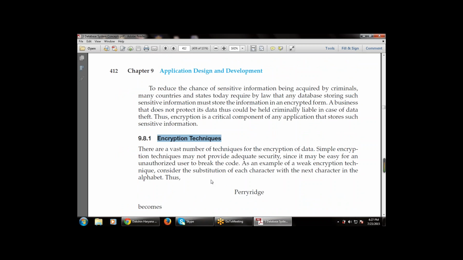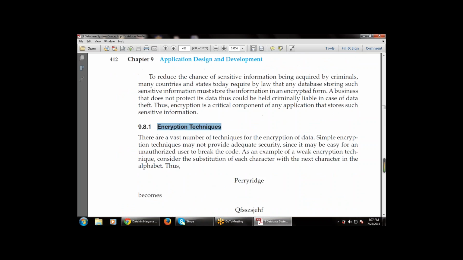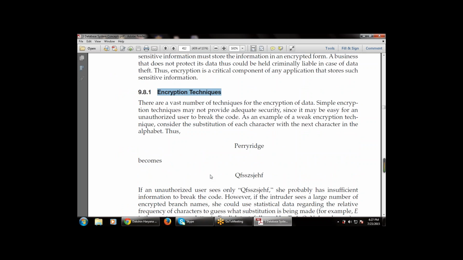Then there are various encryption techniques and algorithms used for encryption. One of the important algorithms is the RSA algorithm. We do not use simple techniques for encryption because it is very easy to break the encryption. It is very easy for an unauthorized user to break the code.